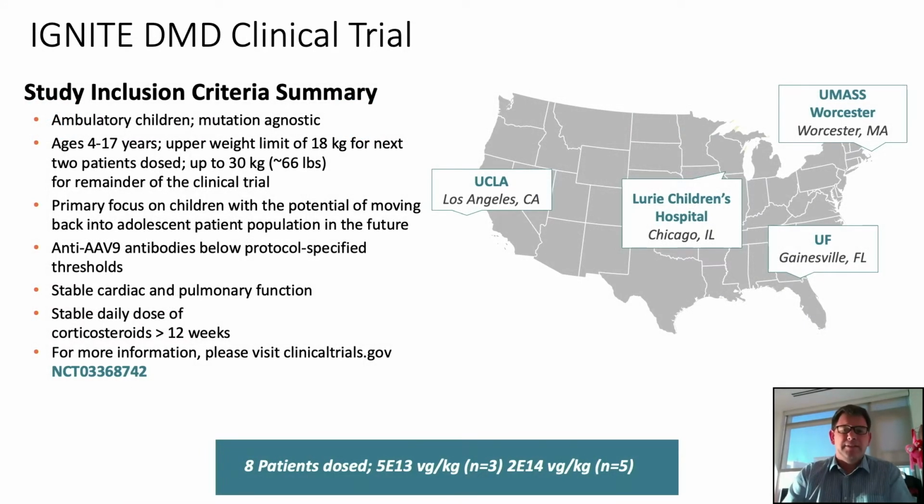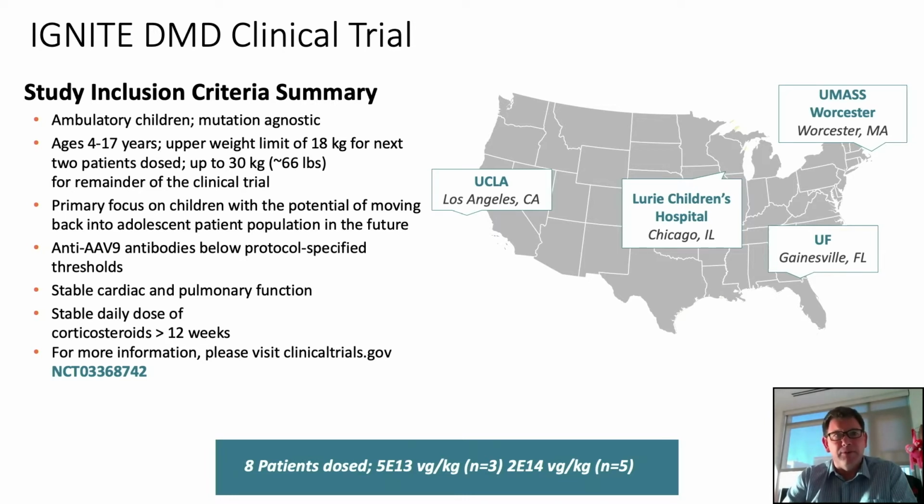So just to set what we're doing in Ignite DMD. Currently, our focus is on ambulant patients 4 to 11 years of age, although our first patient was a non-ambulatory 14-year-old, and we hope to get back there as soon as possible. When we originally initiated Ignite DMD, it was designed to be a randomized, controlled, ascending dose trial, and we subsequently modified it to an open-label, non-randomized design when we transitioned into the high-dose cohort.